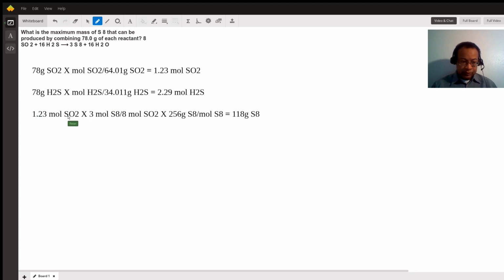So 1.23 moles of SO2 times you have 3 moles of S8 for every 8 moles of SO2. And 1 mole of S8 is 256 grams. So you'll get 118 grams of S8.